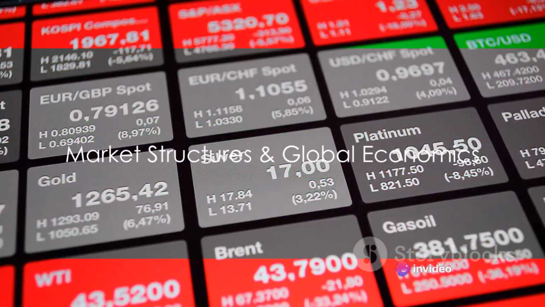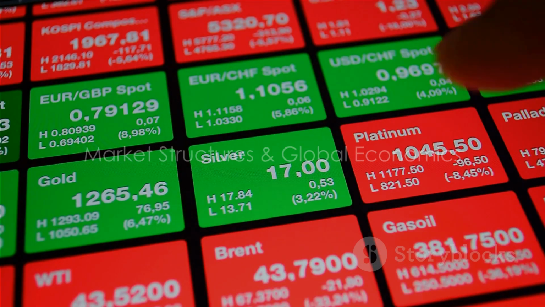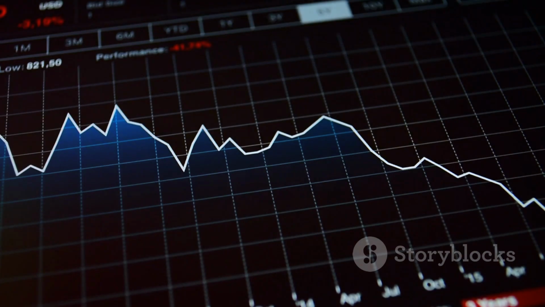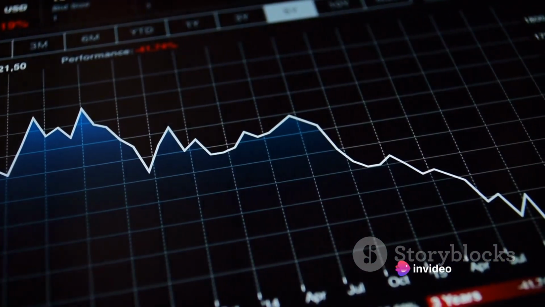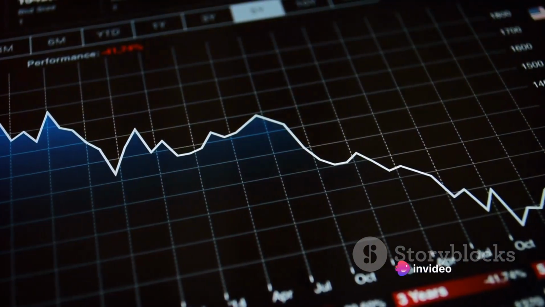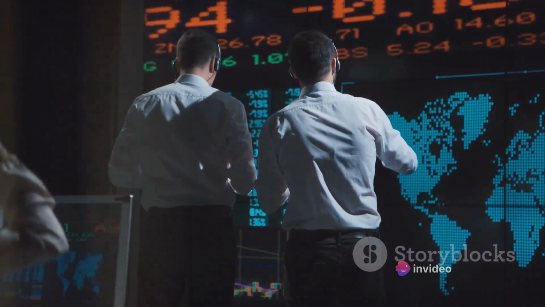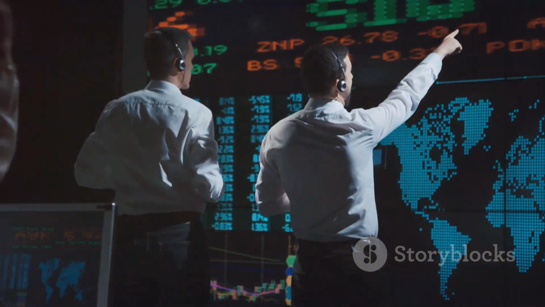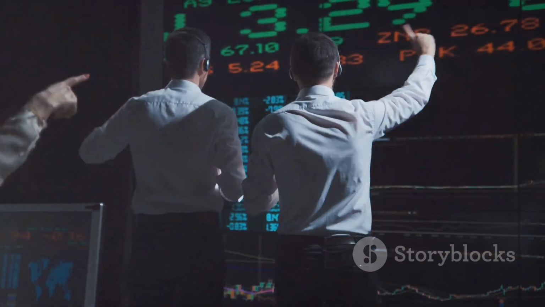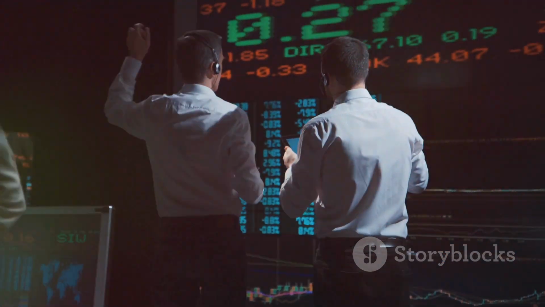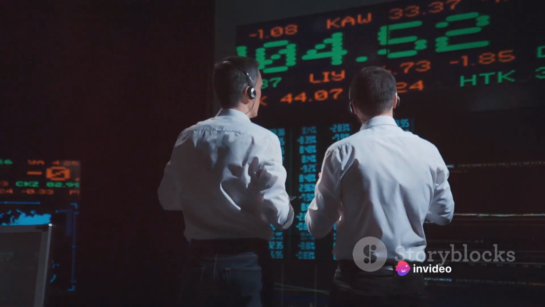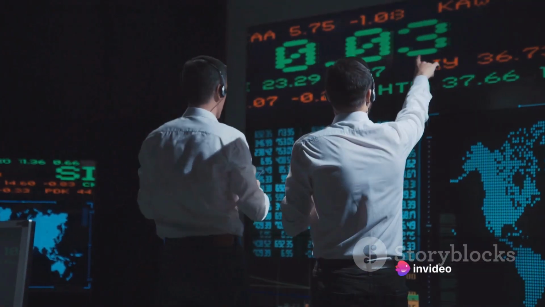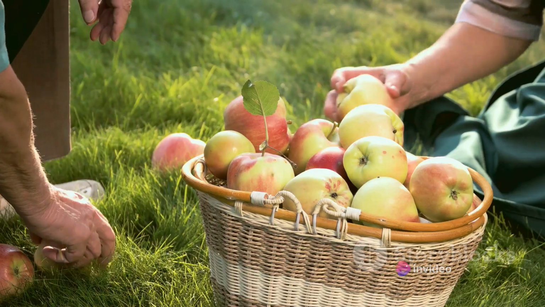From your local grocery store to the global stock market, market structures play a vital role in economics. Dive into the world of market structures, and you'll find four main types. The first is perfect competition, a market where no single buyer or seller has the power to influence prices. Think about an open-air fruit market where there are many sellers and buyers, none of whom can dictate the price of apples. Prices here are determined by the invisible hand of the market, supply and demand.